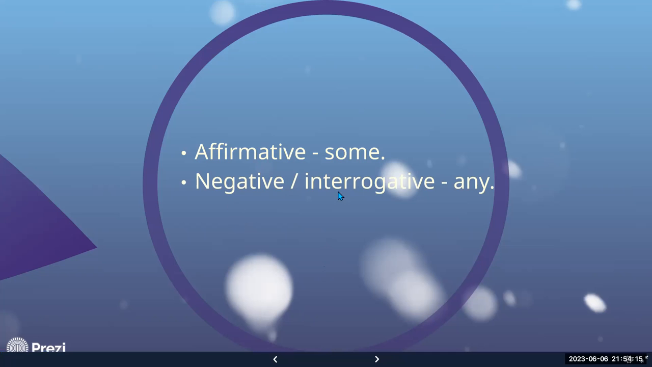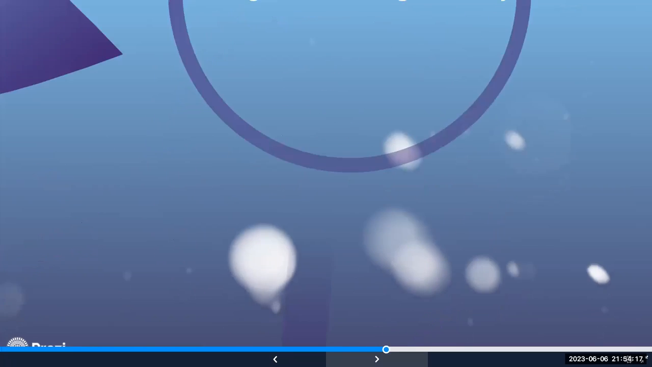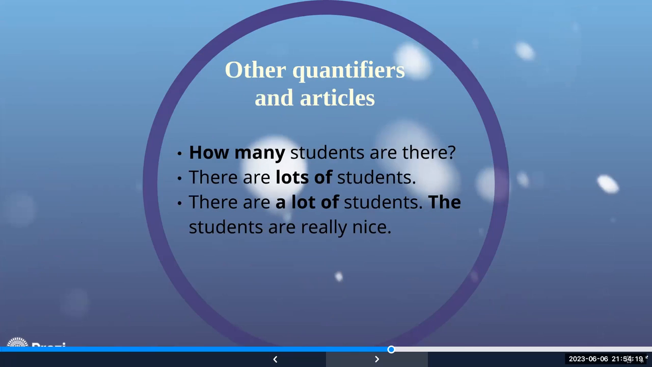Sí, esas se usan en negativo, ambas. Pero luego tengo otros cuantificadores, como cuáles, y también tengo algunos artículos. Dice, how many students are there? ¿Cuántos estudiantes hay? Entonces la respuesta, mire lo que dice. There are lots of students. O puedo decir, there are a lot of students. The students are really nice.